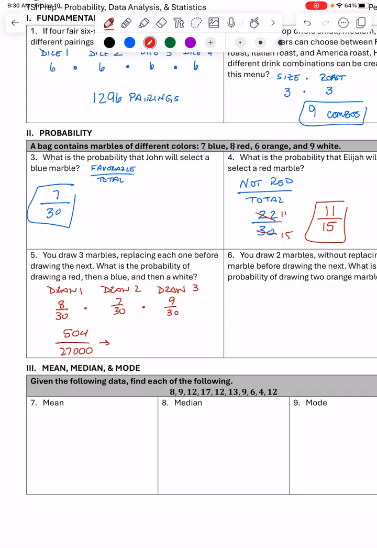We can divide out 72. So if we divide out 72, we have a 7 out of 375 chance of that specific draw pattern happening, okay?